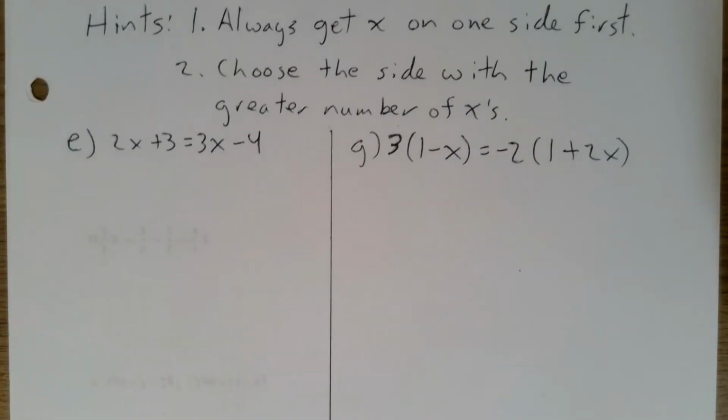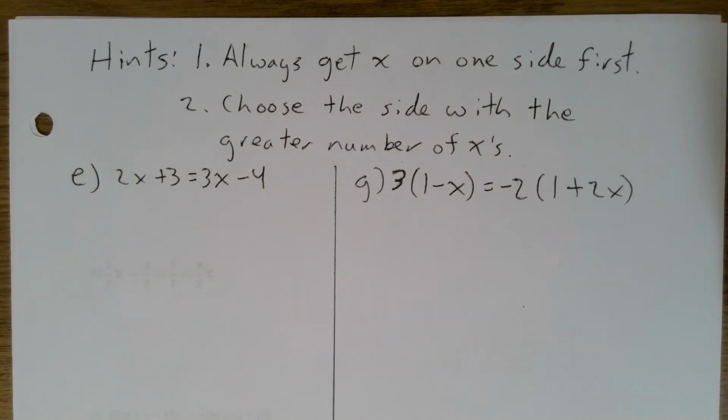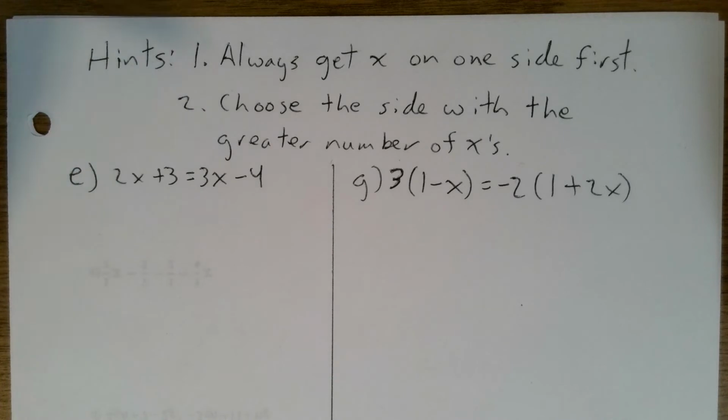Alright, so notice I've got some hints here for you guys as these get a bit more complicated. First one is you always want to get x on one side first. And again, you can still get the right answer if you don't follow these hints, but they make it way easier. If you get x on one side first, then it makes it look like the questions that we've already done, like the ones from yesterday, which just makes it easier. Second thing you want to do is choose the side with the greater number of x's. This makes things a little bit easier on you. It kind of keeps negatives out of it.